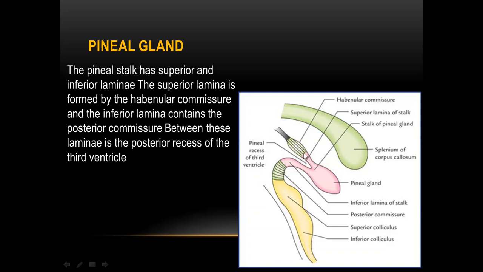Its stalk has the habenular commissure, which is located anterior and superior to the pineal gland, and the posterior commissure, which is located anterior and inferior to the pineal gland. These commissures are located within the stalk of the pineal gland. Here, between the habenular and the posterior commissure, is a recess known as the pineal recess of the third ventricle. This means the third ventricle ends here by this recess.